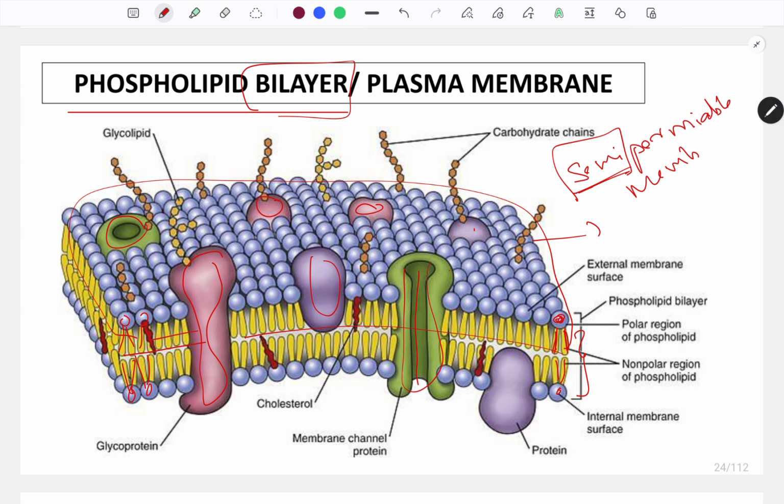It will select the things. Maybe it is selective for Na plus, or this one will allow only K plus. So for each individual protein, different functions are present. Individually, it will select the compounds and allow those particular compounds to come in or go out. And one more thing: some carbohydrate chains are also present on the phospholipid layer, but the main component of the phospholipid bilayer is phospholipid along with the embedded proteins.